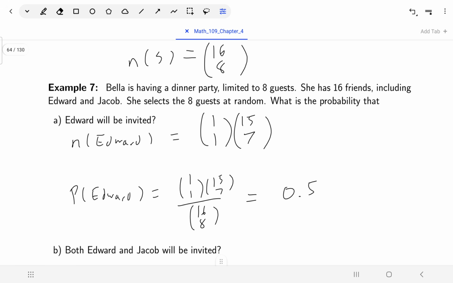If we'd had different numbers of friends for Bella or were inviting different numbers of people to the party, the probability of Edward being invited wouldn't be a half. In this case, the 1/2 is just a fluke that turns out because of the result of the particular numbers that we're working with. So it's not because Edward either is invited or he's not. It's just by chance that the 1/2 turned out to be our answer here.